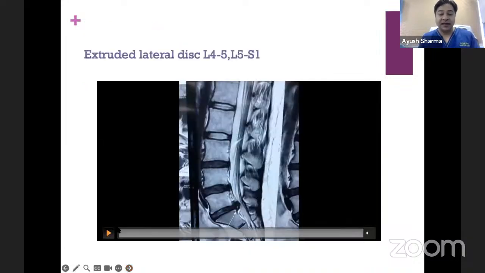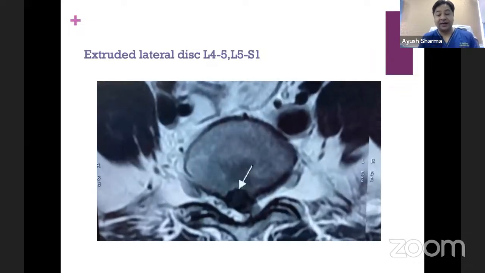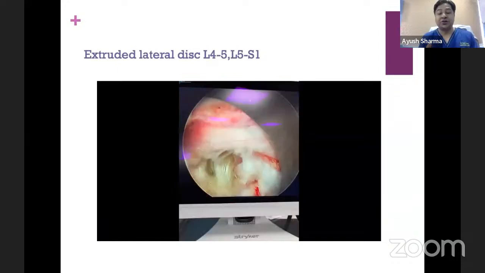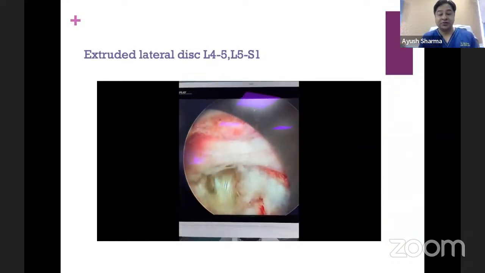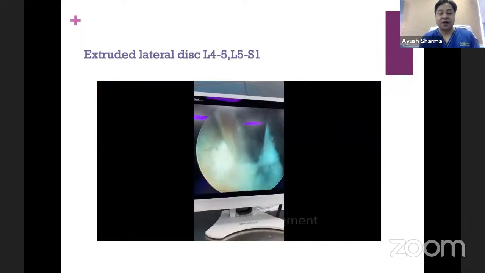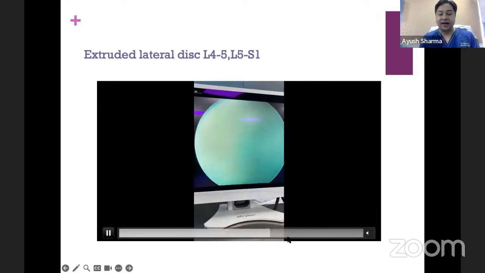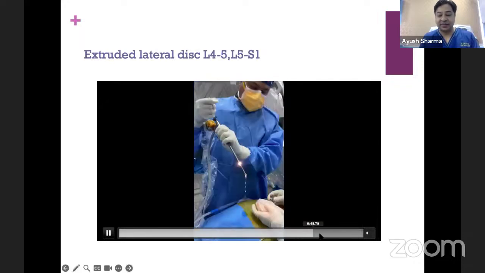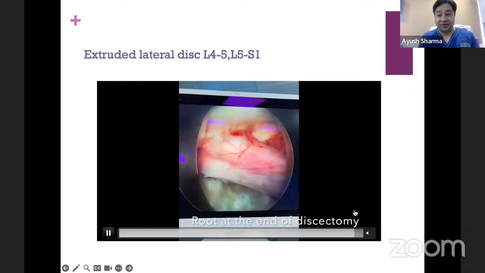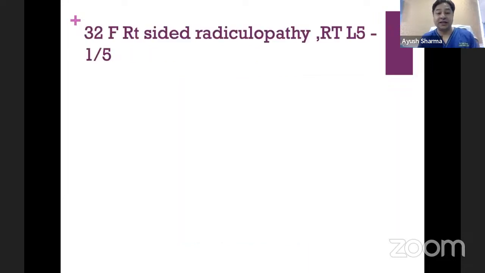Now, something like this, an extruded lateral disc at L4-5, L5S1, the interlaminar approach is the easiest and the best thing you can do because all you need to do is to make sure that your roots are free. For example, this is L5S1, there is an extruded disc just sitting below, and all I need to do is take out the disc which is sitting down. At the end of it, I have to make sure my root is free and mobile, and that is the end of the surgery. So if you're starting your journey with interlaminar, I'd suggest you choose something like this.